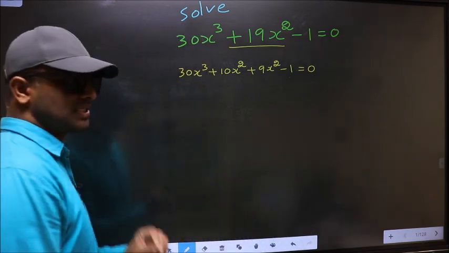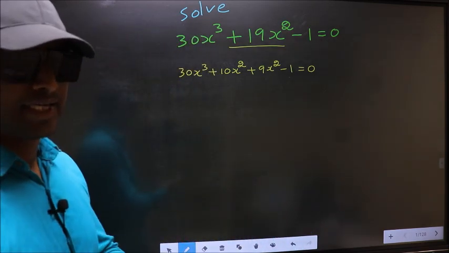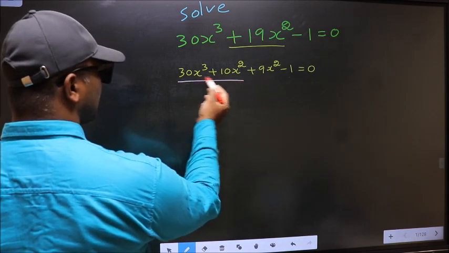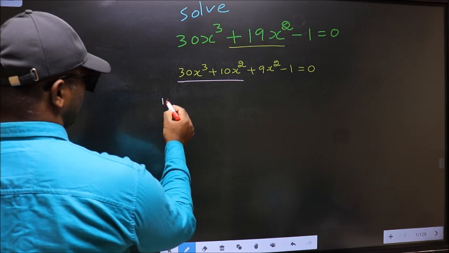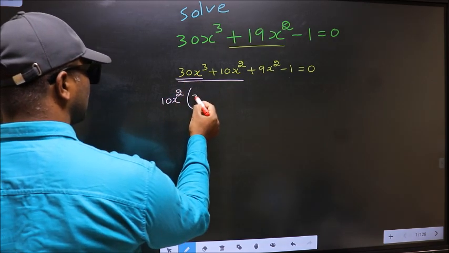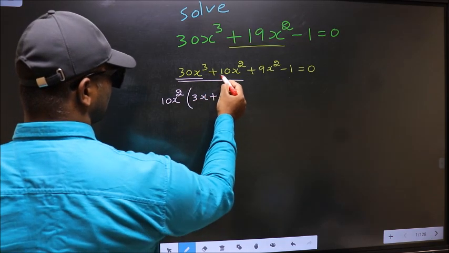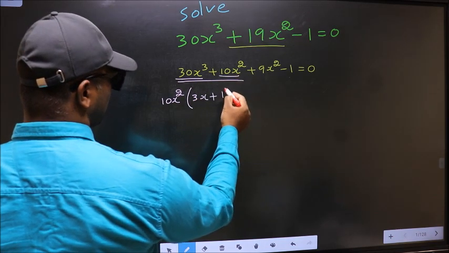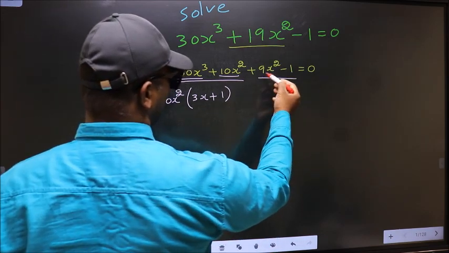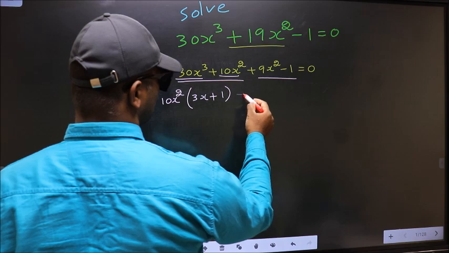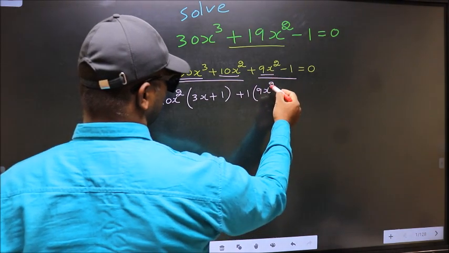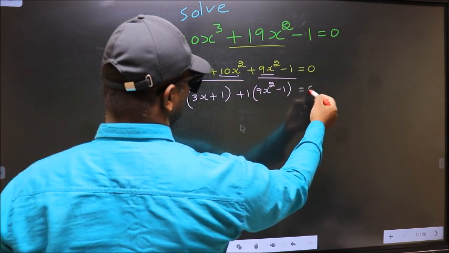This is your step 1. Next, from these two terms, what can be taken out common is 10x². So here you get 3x plus, from this 10x² out you get 1. In the same way, what can be taken out common from these two terms is +1. So this as it is, −1 = 0.